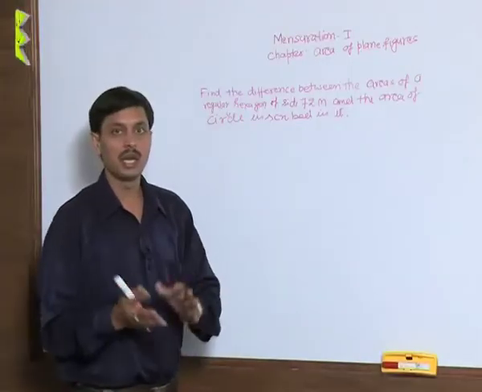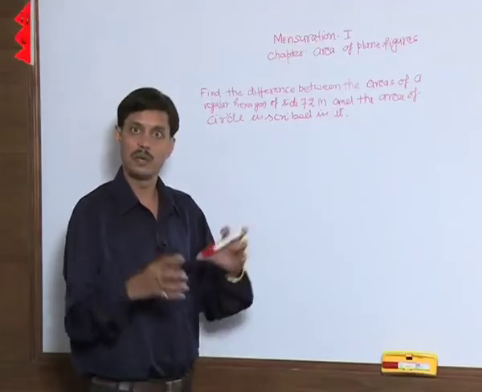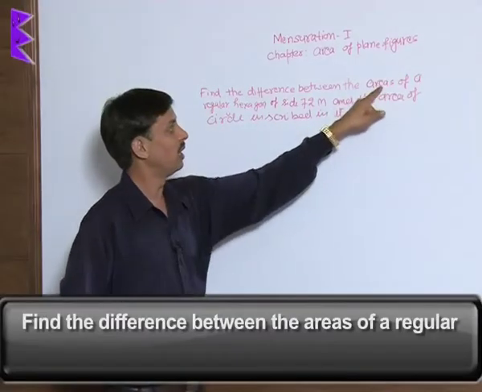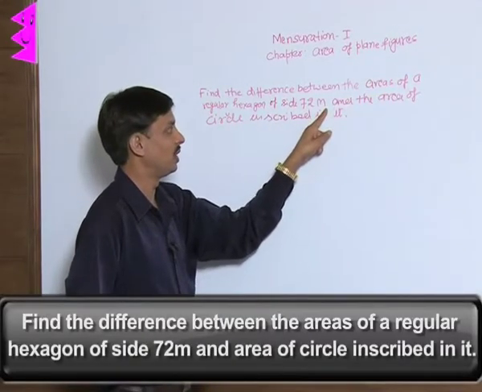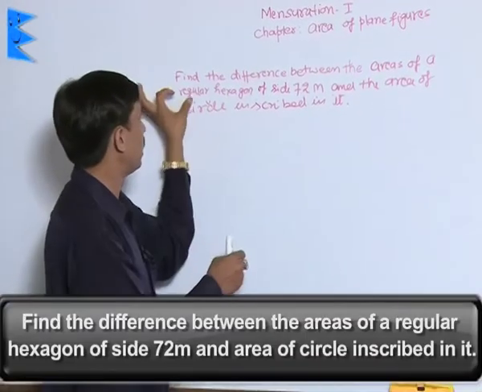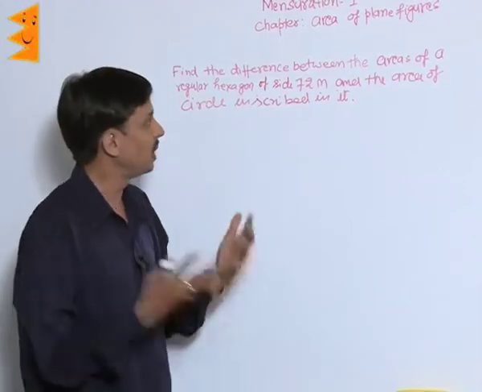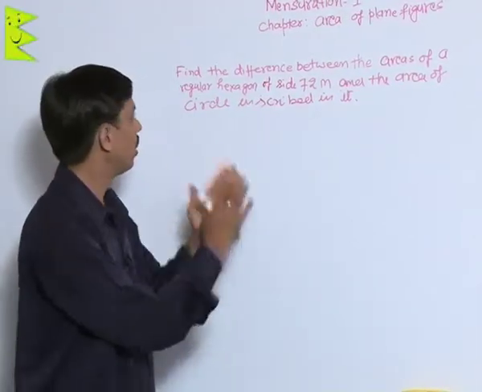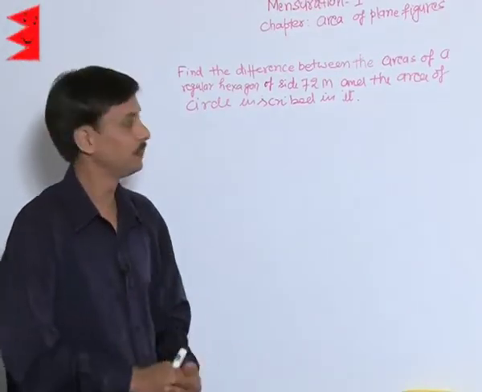Now I am taking another example to explain the use of formulae. Find the difference between the area of a regular hexagon of side 72 centimeter and the area of a circle which can be inscribed in it. Okay. So what do we have? We have a regular polygon of side 72, and as its name says, it is a hexagon.